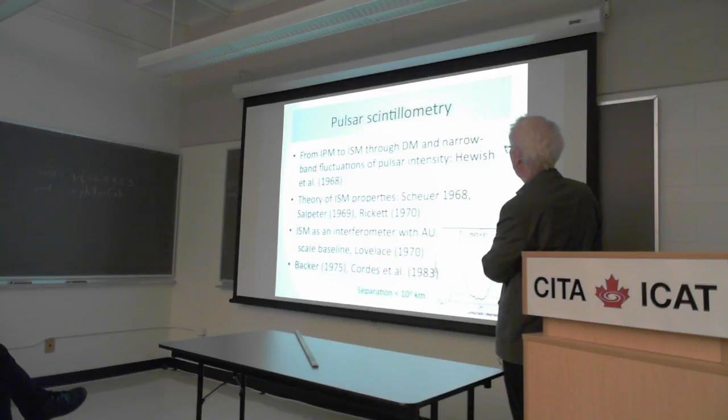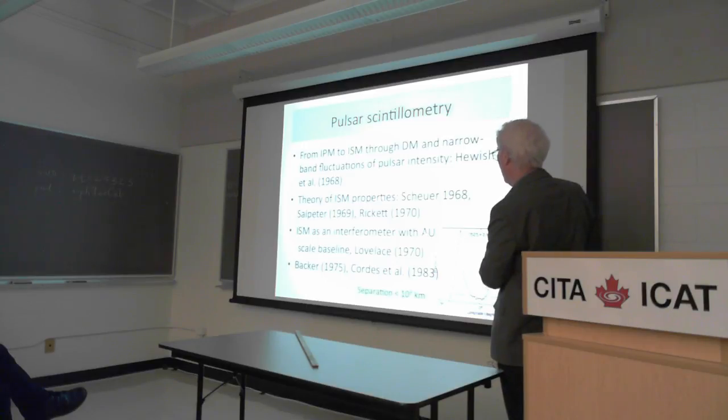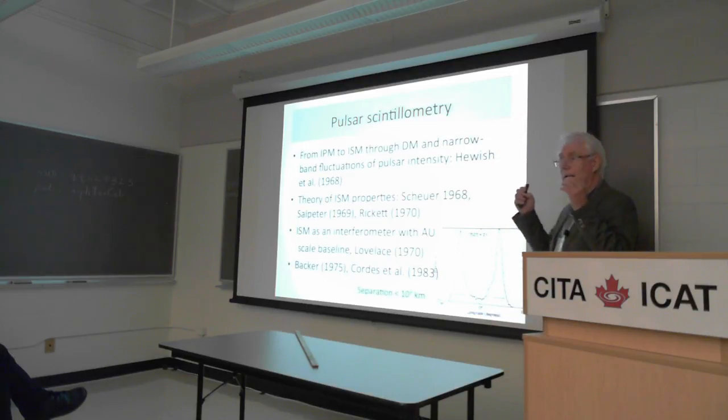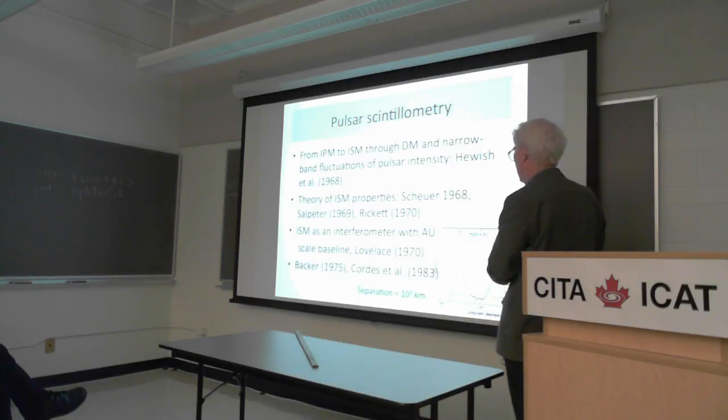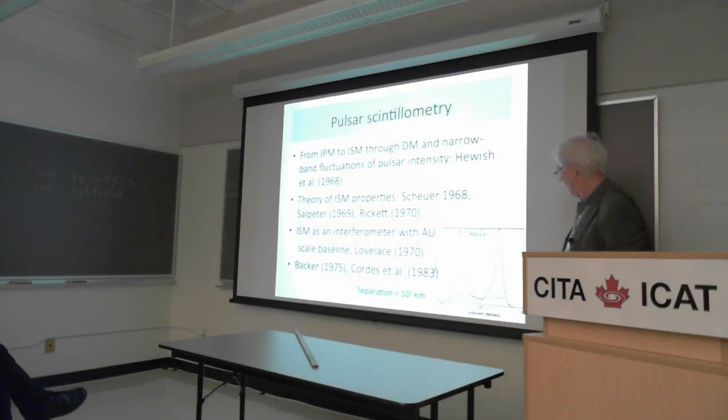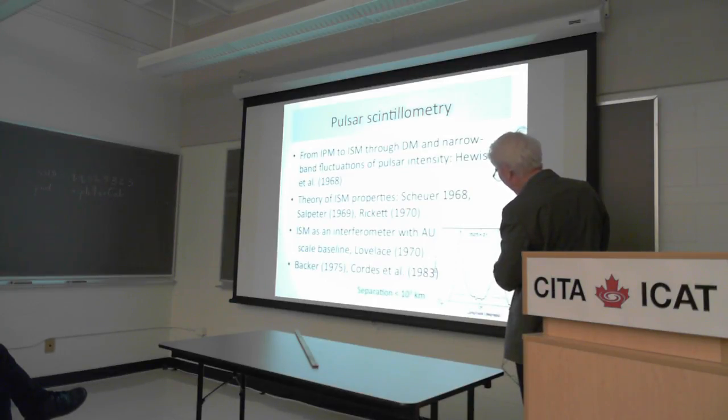We got pulsar intensity fluctuations, a theory of the interstellar medium properties: Scheuer, Salpeter, Barney, Rickard. The interstellar medium as an interferometer with astronomical unit baseline scale was first conceived in the PhD thesis of Lovelace in 1970. Becker used it, and then Jim Cordes in 1983.